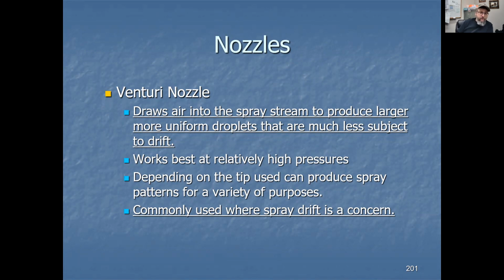It works best at relatively high pressures. Depending on the tip used, it can produce spray patterns for a variety of purposes. And it's commonly, as I said, used where spray drift is a concern. We live in southern Alberta. I think drift is always a concern in this part of the country.